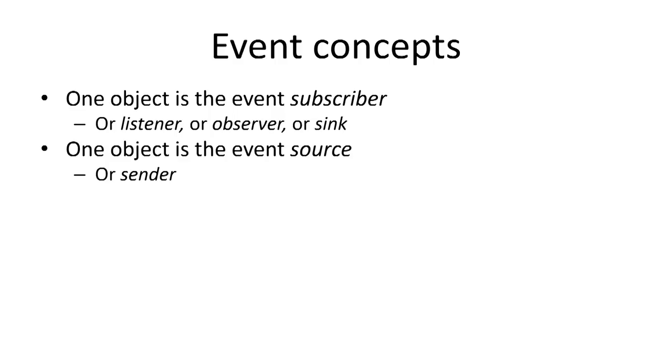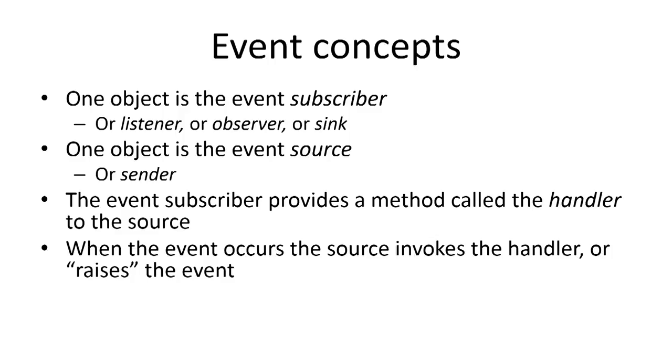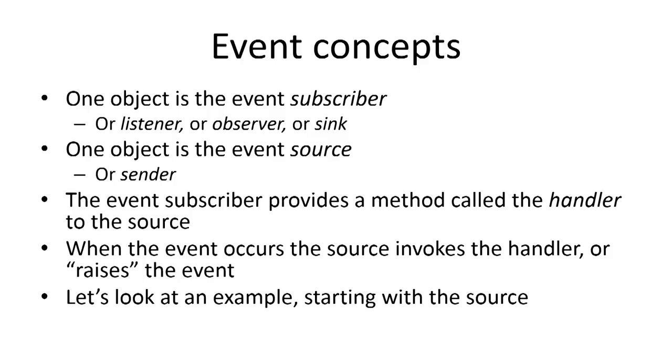One object is the event source, or sometimes called the sender. And the subscriber provides a method to the source. The method is called the handler. And then when the event occurs, the source says, the event has just occurred, I will now invoke the handler. And this is called raising the event. So let's take a look at an example, starting with the event source.